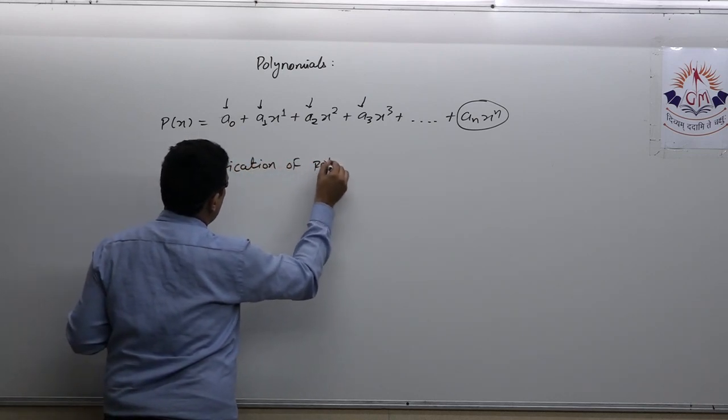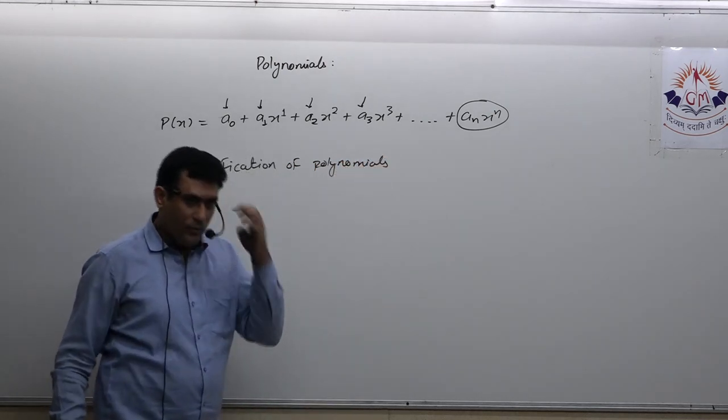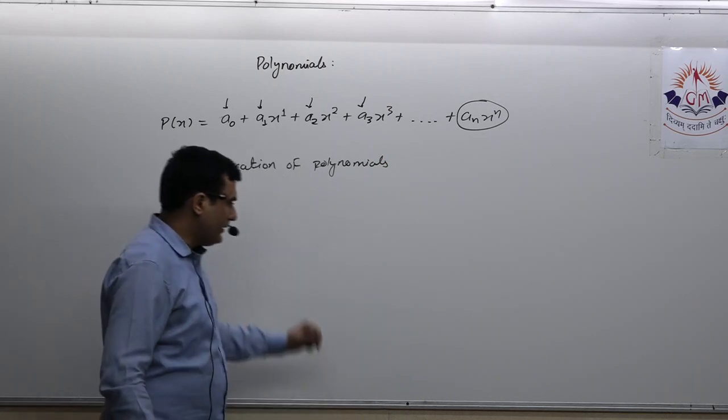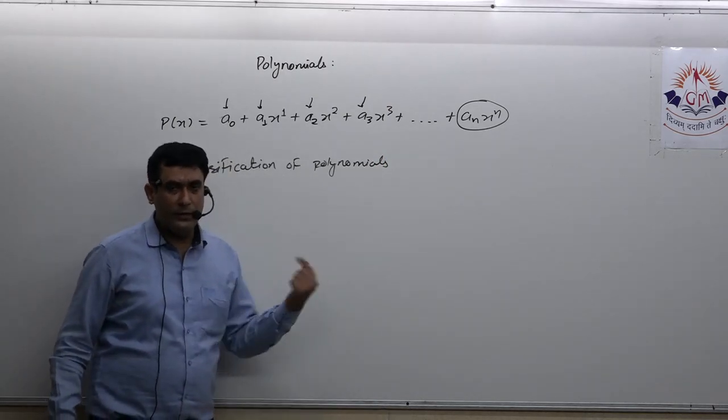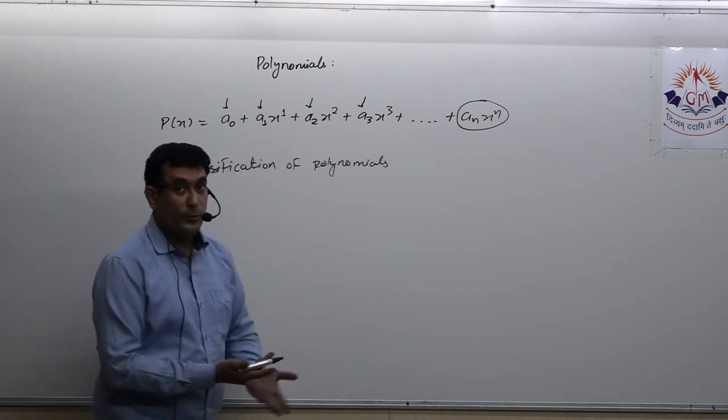Classification of polynomials, now on the basis of degree as well as on the basis of number of terms. Number of terms, it's very easy. If it is a single term, it's a monomial. If it has two terms, when I say two terms, the terms should be distinct.